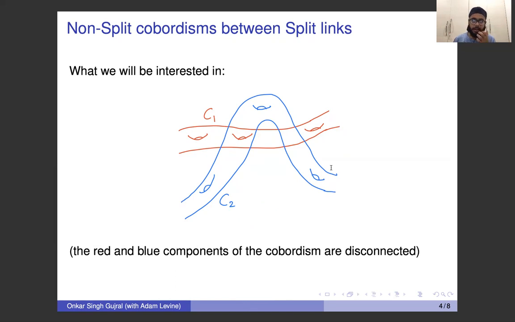And I should clarify that even though the red and the blue components are allowed to be linked up in some crazy way in the middle, they're still disconnected. So it's not like you could have a tube between the red and the blue components. They're still disconnected, but they're allowed to be linked up in the middle. And we will consider what the Khovanov map induced by such a cobordism is. In particular, we'll be interested in whether this Khovanov map actually depends on the linking information at all.